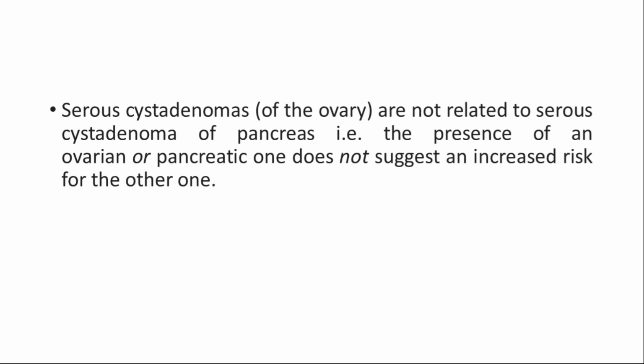Serous cystadenoma of the ovary is not related to serous cystadenoma of the pancreas. We can have serous cystadenoma in many areas: in the cervix, in the fallopian tube. Even though fallopian tube, cervix and ovarian ones resemble the same, these are different from the serous cystadenoma of the pancreas. That is, the presence of an ovarian or pancreatic one does not suggest an increased risk of the other. But in the case of fallopian tube and cervix, there can be an association. We can't say it has an increased risk, but we can say it has an association between them.